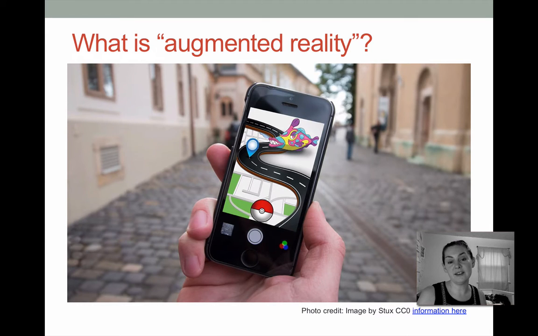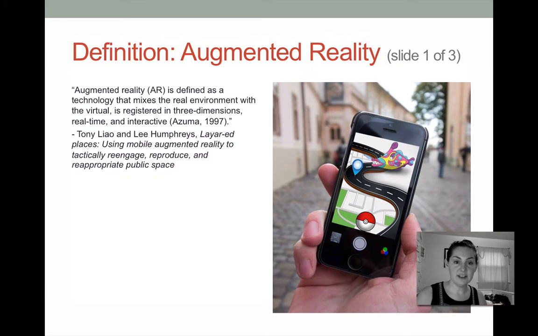So what is augmented reality? And a few definitions. This is from an article we have that we will be talking about when we're next together. So it's been on our syllabus, I think, for 2 different days with the 2 different revisions, but we haven't talked about it yet. So that's upcoming. So augmented reality, AR, is defined as a technology that mixes the real environment with the virtual, is registered in 3 dimensions, real-time, and interactive.